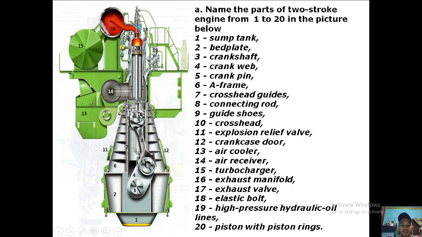18 here is the elastic bolt. It holds the cylinder head to the entablature. And the 19 is the high pressure hydraulic oil lines. So this one pushes the exhaust valve, or opens the exhaust valve, or closes the exhaust valve. And the number 20 is the piston with the piston rings.